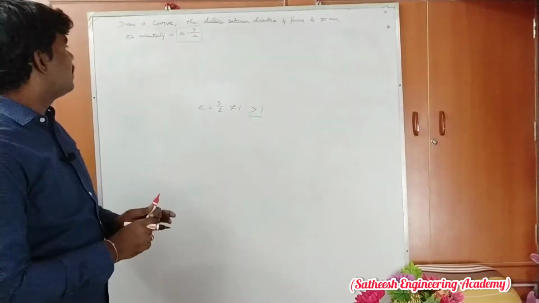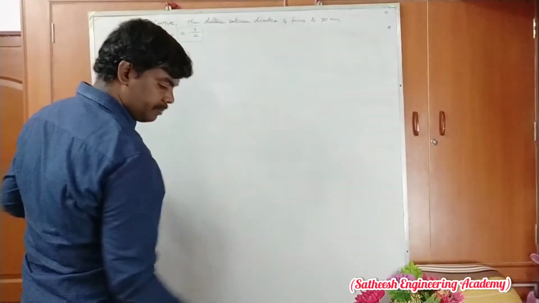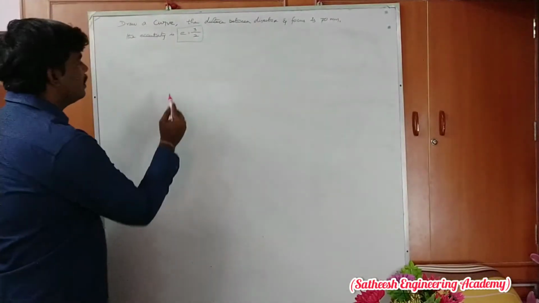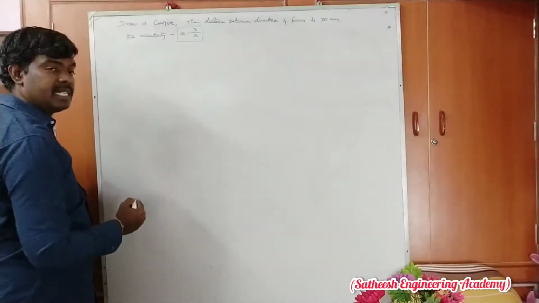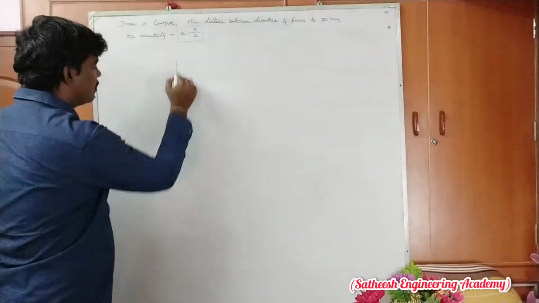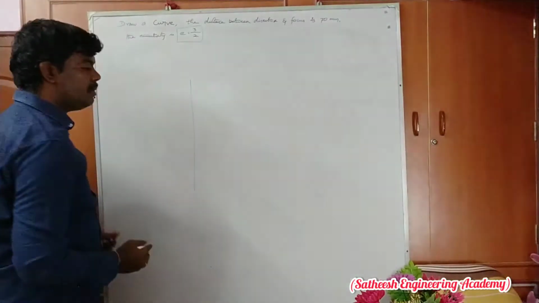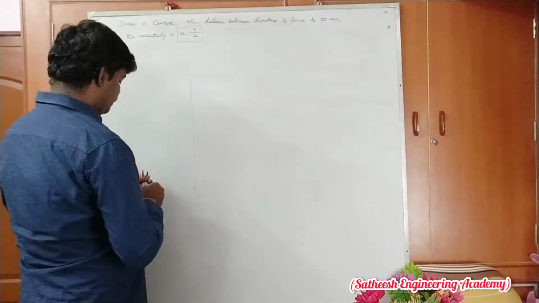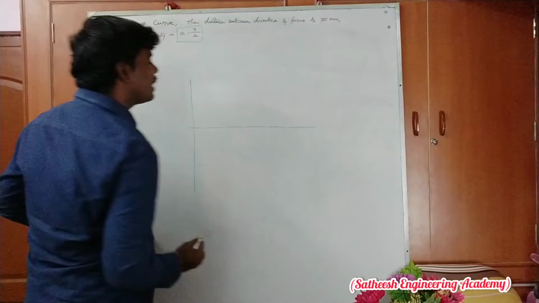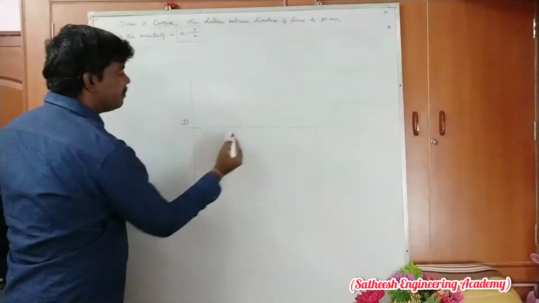Clear? So now, how to draw the curve? By using the eccentricity method. Similar procedure. First you draw one directrix. Eccentricity method means directrix. Next thing, directrix. So directrix. Next one is the axis. And next thing, so this one is directrix D. It is the axis.